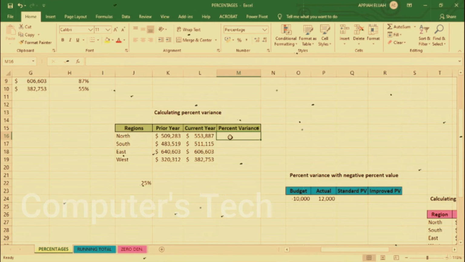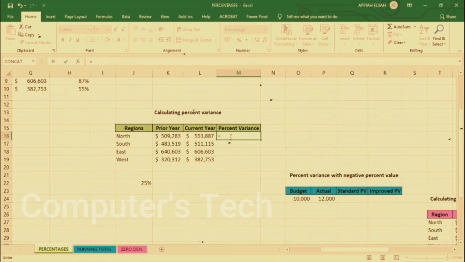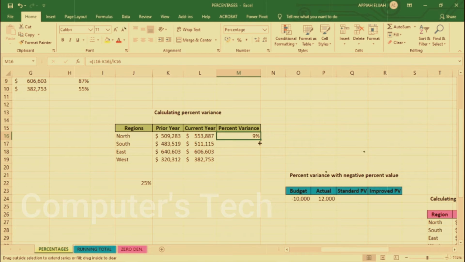Now we are going to enter our equal sign, okay, and then we will open our parenthesis, and it is going to be our new value, which is the current year, minus our old value, which is the prior year. Then we close the parenthesis, then we divide by this old one, and then we press enter, and it gives us a value of 9%. And so you make use of the autofill handle, and then you fill in the rest, and it gives you the corresponding values.